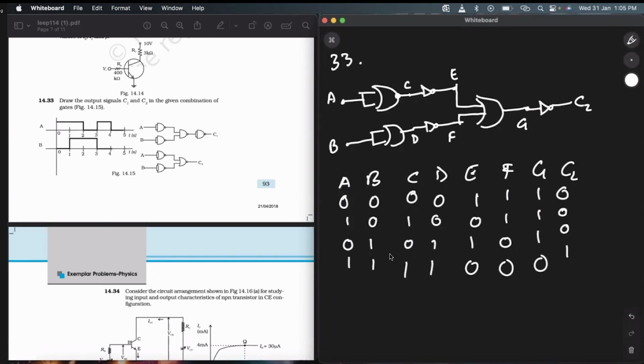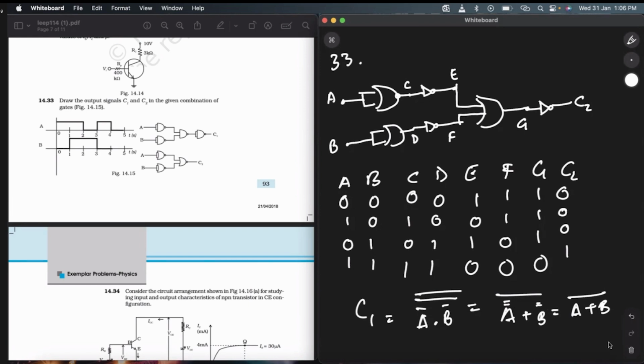Now if I want to write it, I can write it as what? C1 is equals to A dash dot B dash the whole dash. Now this can be seen as double dash, double dash, yeah. So it can be seen as A double dash plus B double dash, the whole upon A dash. So it can be seen as A plus B whole upon A dash. So this will be the value for C1.